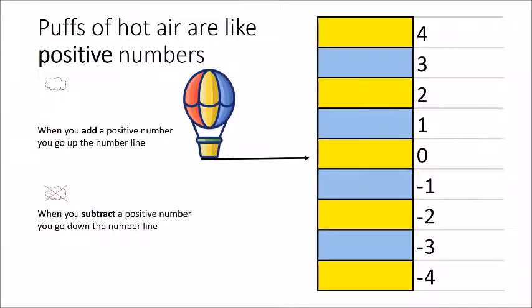So puffs of hot air are like positive numbers. When you add a positive number, you go up the number line. And when you subtract a positive number, you go down the number line.